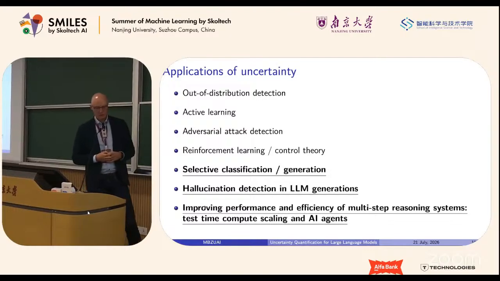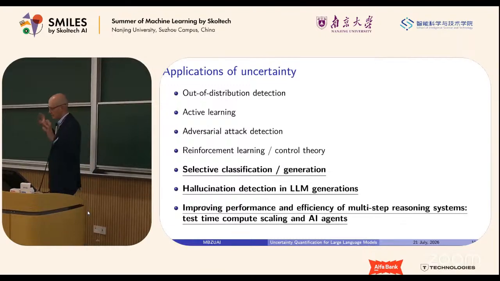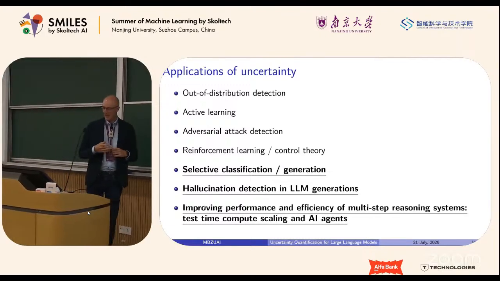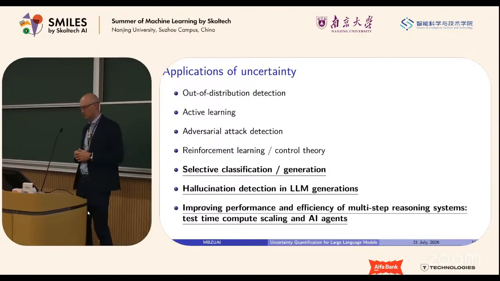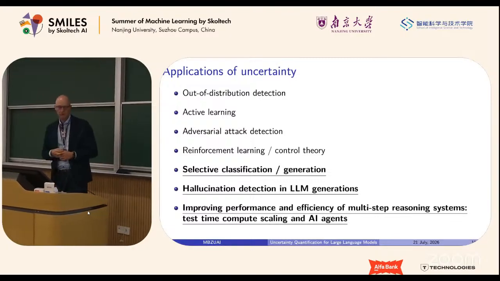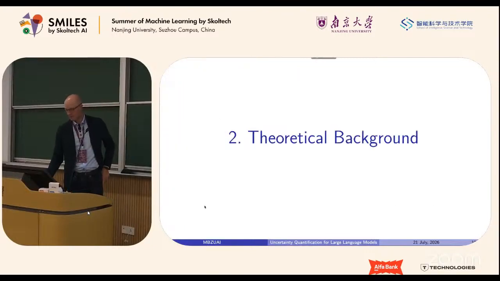And recently, we found out that uncertainty scores, or something like uncertainty, some supervised confidence estimators, are quite useful for improving the efficiency and effectiveness of multi-step reasoning systems, and also help us improve agentic AI agents as well. And we will briefly touch on that in the end.